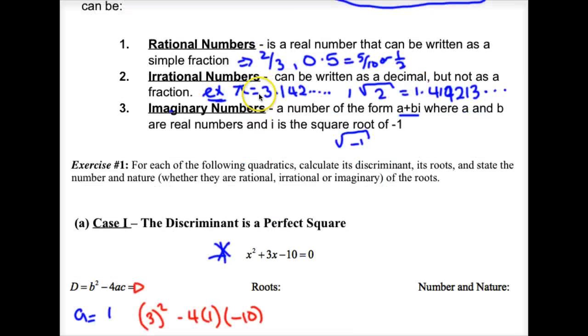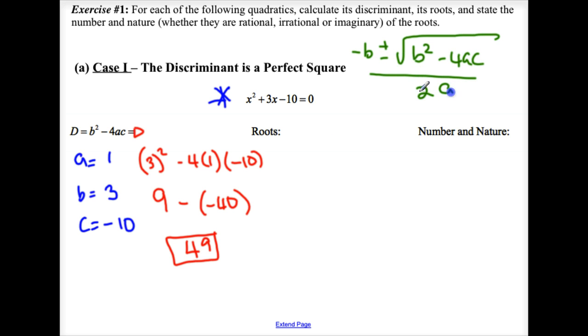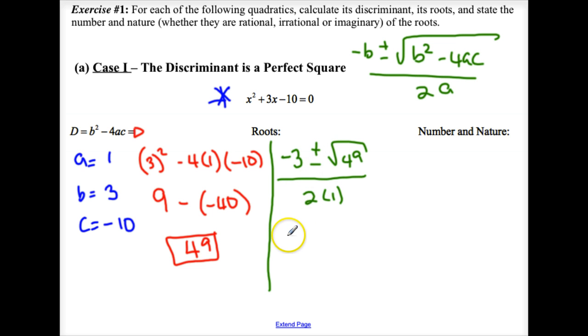So what we want to do now is use this to find the roots. Again, I'm just going to put the formula here: minus b plus or minus the square root of b squared minus 4ac, over 2a. So for my roots, let's separate this out. Minus 3 plus or minus the square root, and we just calculated that b squared minus 4ac is 49, everything over 2 times 1. Now remember, this is minus 3 plus or minus 7, over 2.